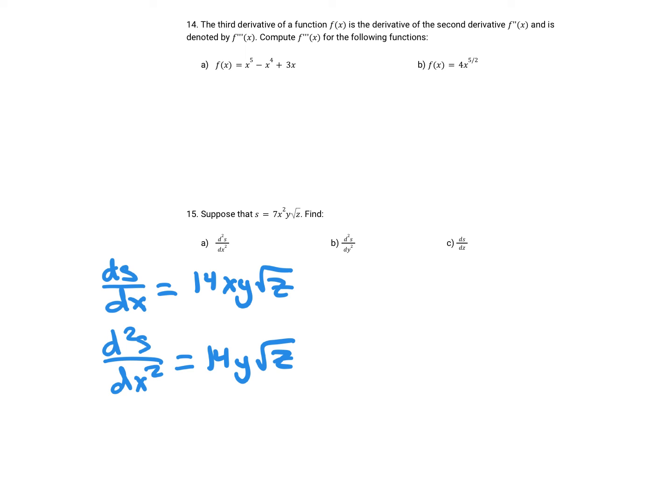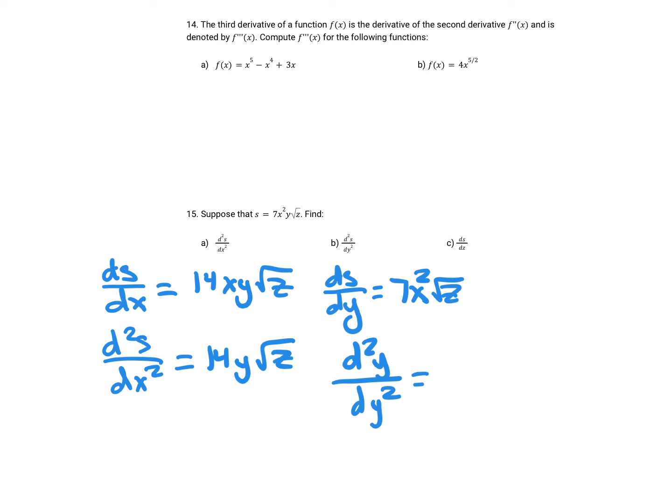All right, B is different, because the variable we're talking about here is y, and everything else is going to be thought of as a constant. So if I do the first derivative, it's y to the first, so I'm just taking everything else, 7x squared root z. Again, the x and the z in this case are not variables. They're thought of as constants. So when I do the second derivative, 7x squared and root z are all constants, and the derivative of a constant we know is just 0. So that's kind of weird in that case.